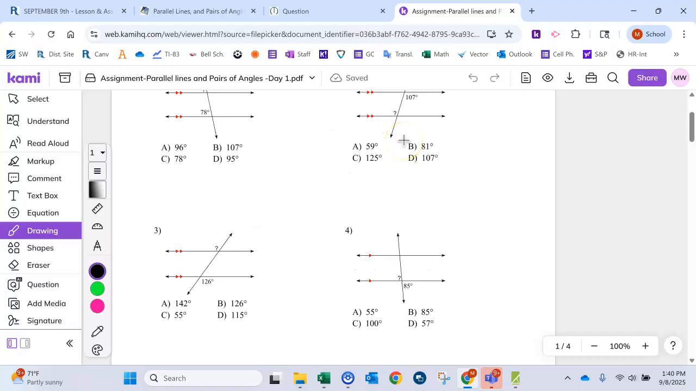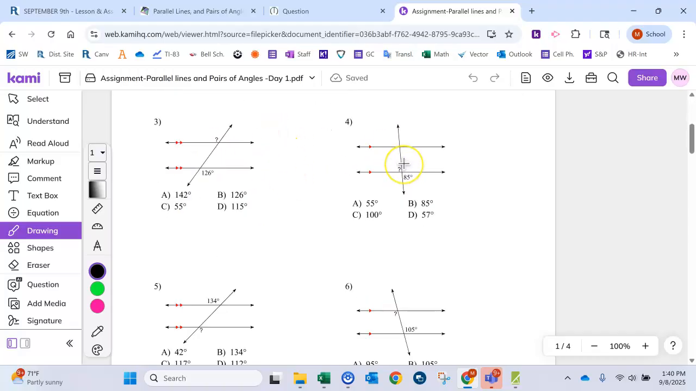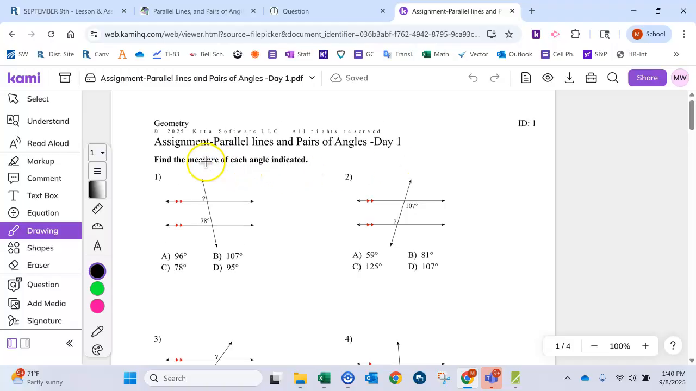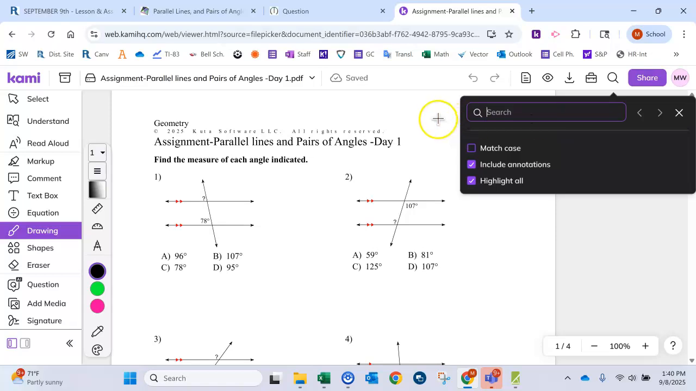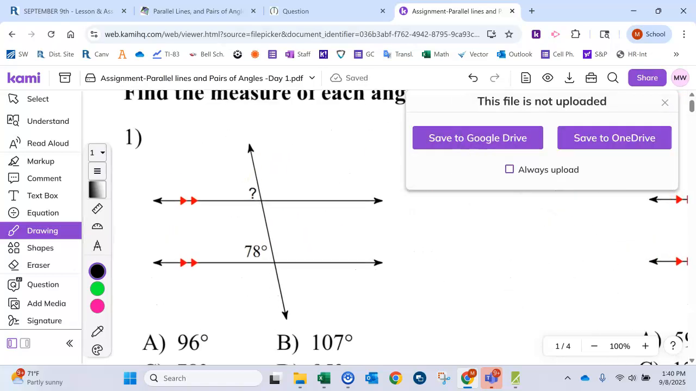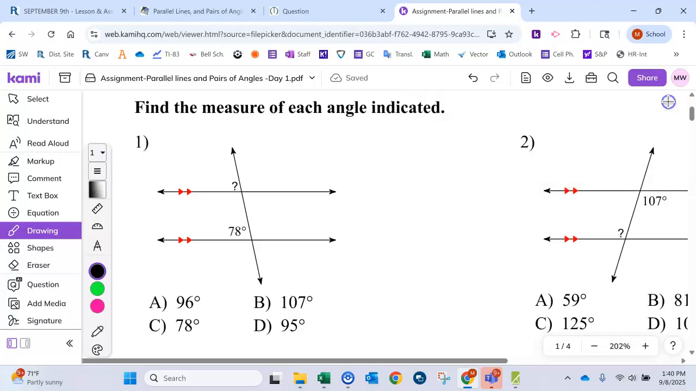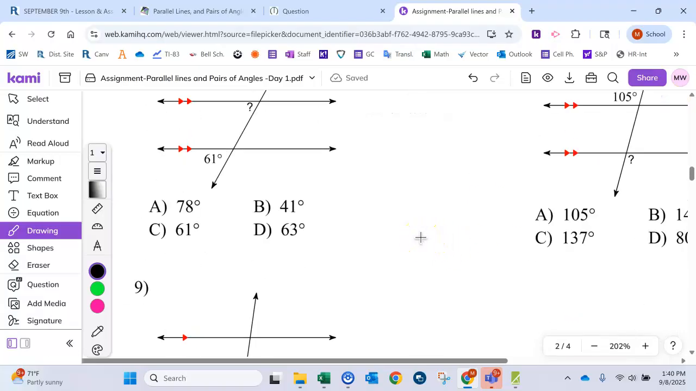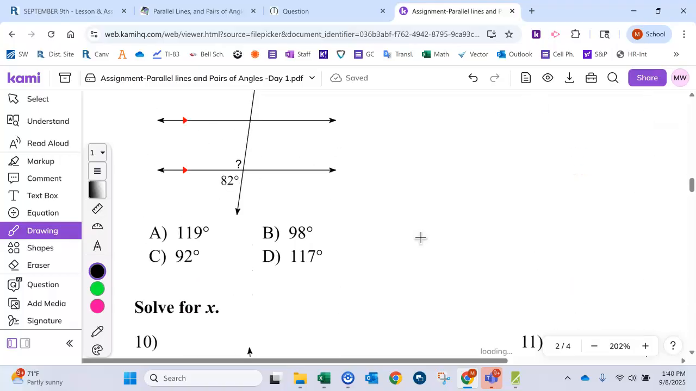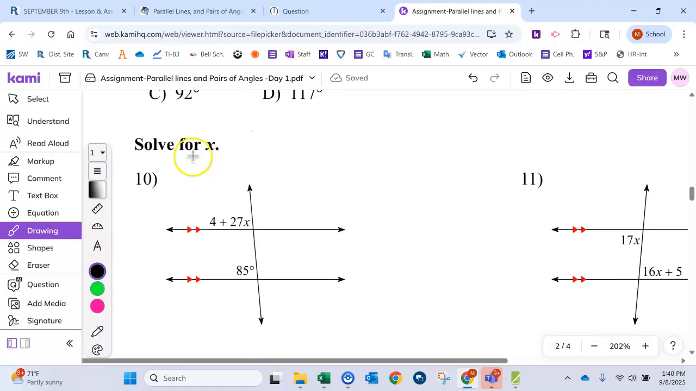So here's the assignment. I'm going to give you a quick review of the concepts. There are two types of questions. One, you'll find what is the angle right here? What is the question mark? What is the degree? That will be one type of question. Another type of question, a little bit later, will ask you to solve for x. Here's another question type, number 10. You get an expression like that.